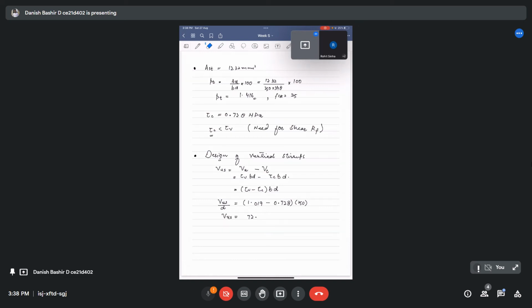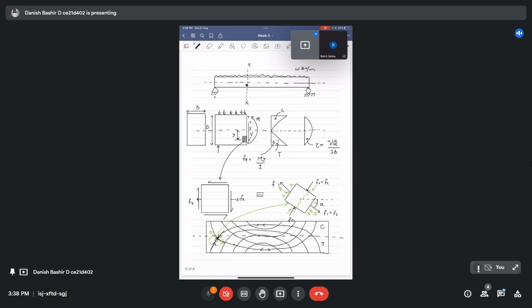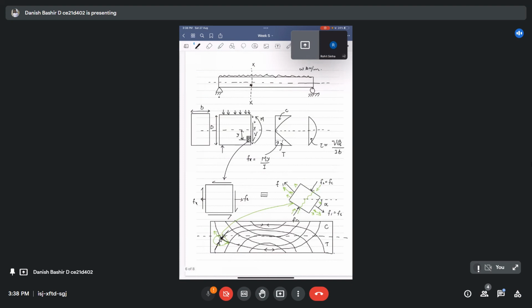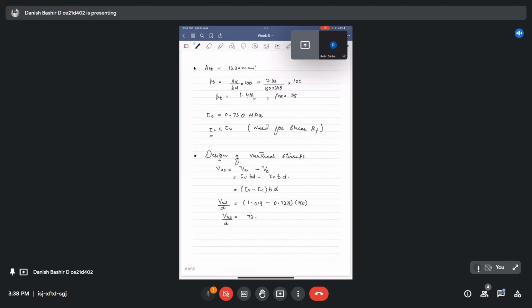Effective depth. Why I am saying VUS by D is because in the formula I am directly requiring VUS by D for the spacing design. VUS by D is equal to 72.75 Newton per mm. Thus, this amount of shear force will be carried by our shear stirrups. So I have to design shear stirrups for this.